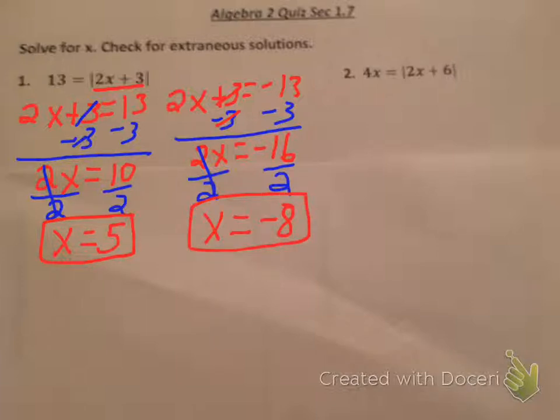Now I need to check the answer on this one. So I'm going to take the 5 and I'm going to substitute it back in. So 5 times 2 is 10. 10 plus 3 is 13. Absolute value of 13 is 13. So 5 does check out. On the second one, negative 8, do the same thing. Check it back into the original. So plug it back into the x. So 2 times negative 8 is negative 16. Negative 16 plus 3 is negative 13. And the absolute value of negative 13 is 13. So that one checks out as well.